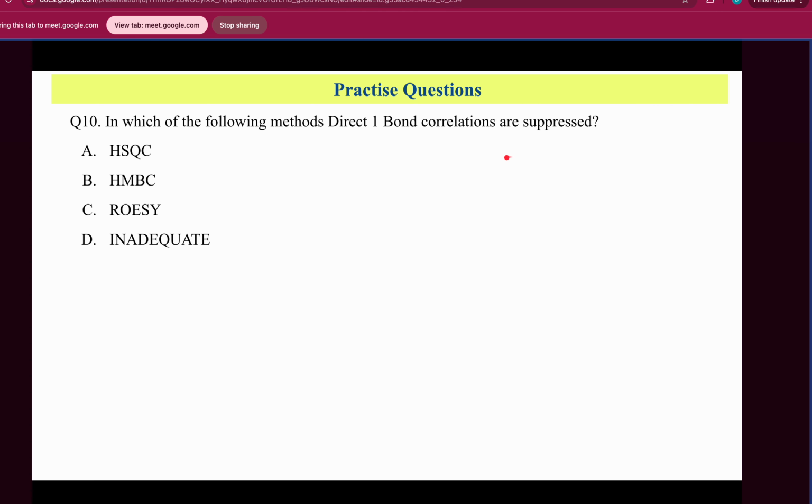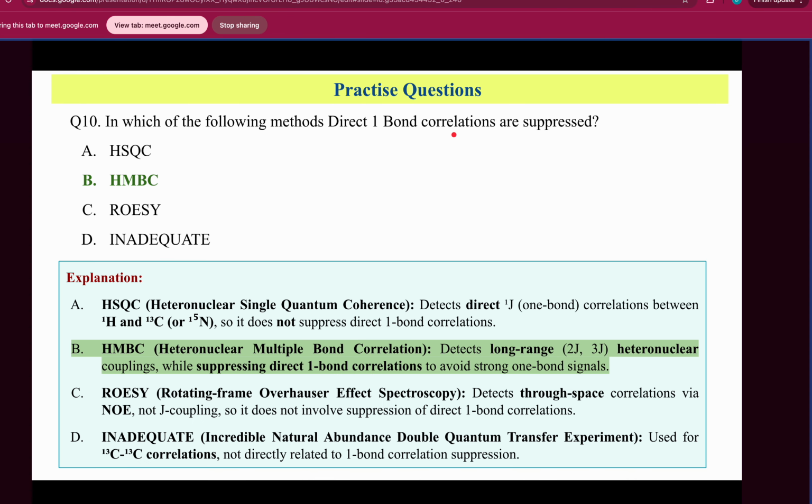Now the last question is, in which of the following methods are direct one-bond correlations suppressed? Option A HSQC, option B HMBC, option C ROSY, and option D INADEQUATE. In this case, we need to identify the method where the direct one-bond correlations are not observed or are suppressed. The right answer is HMBC, because HSQC directly depends on the direct one-bond correlation, so it is not suppressing it.